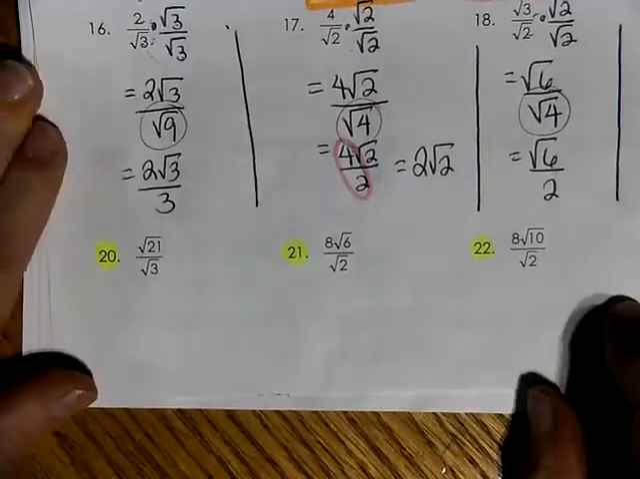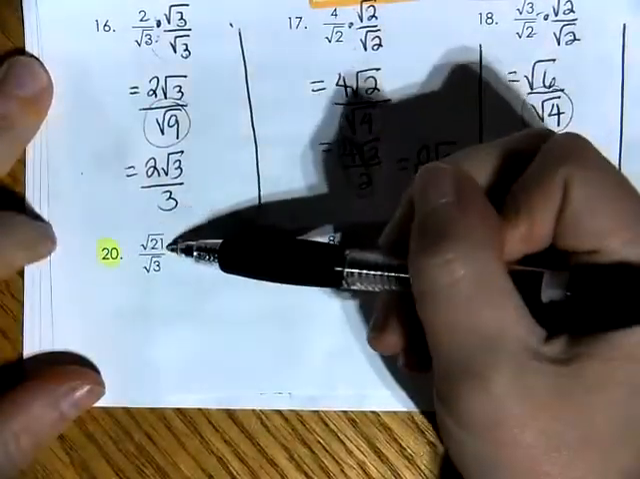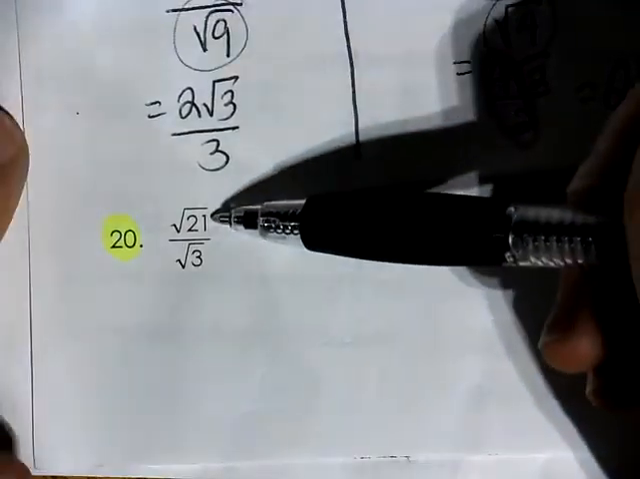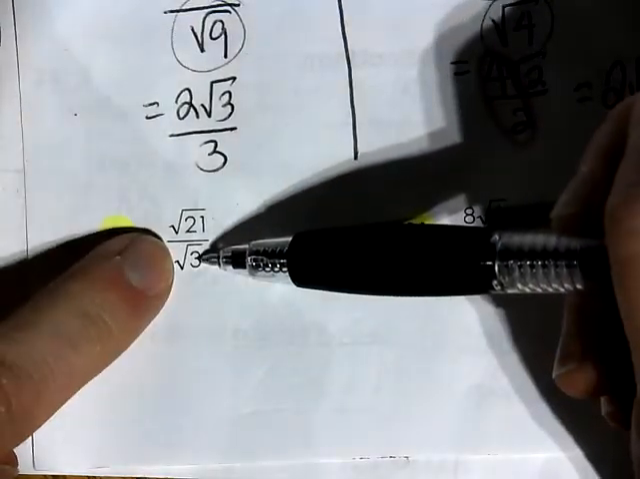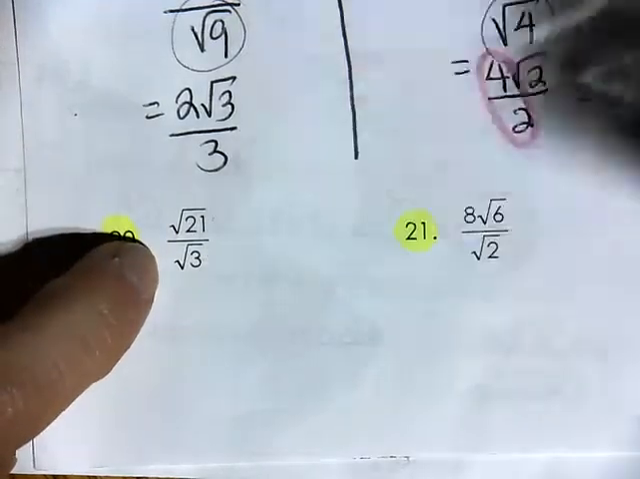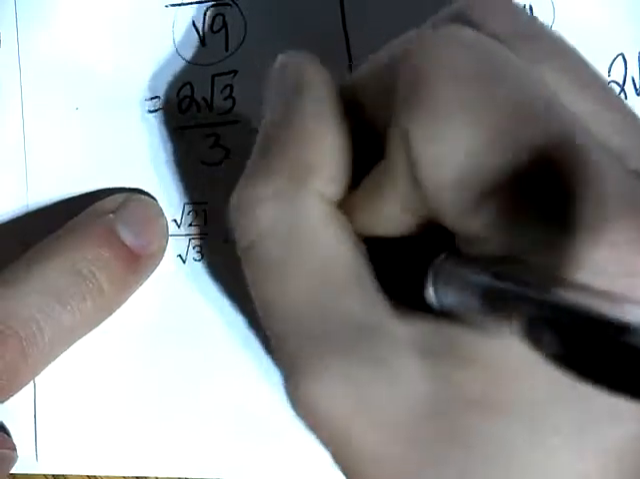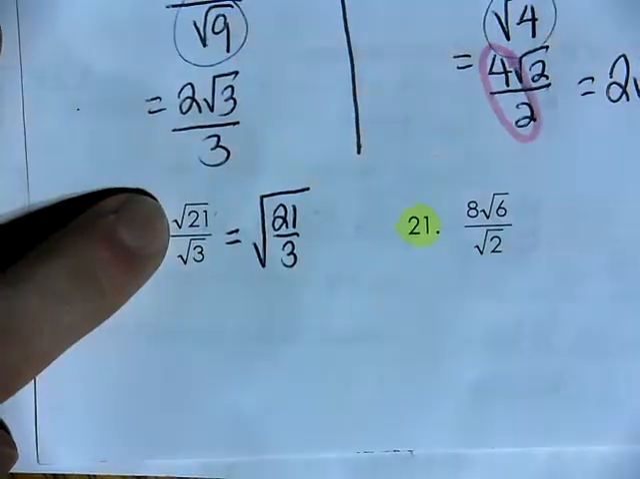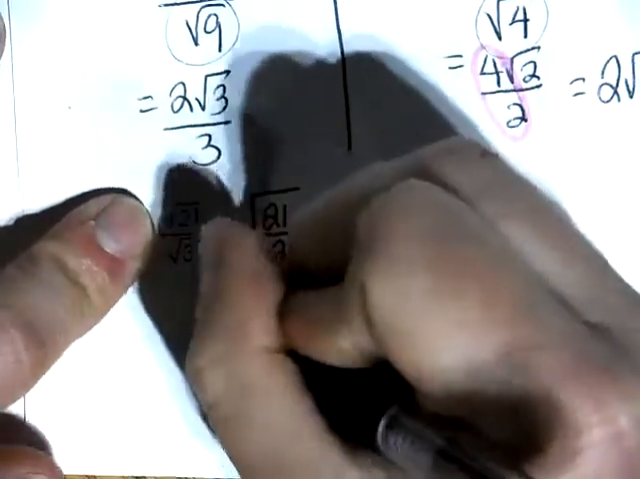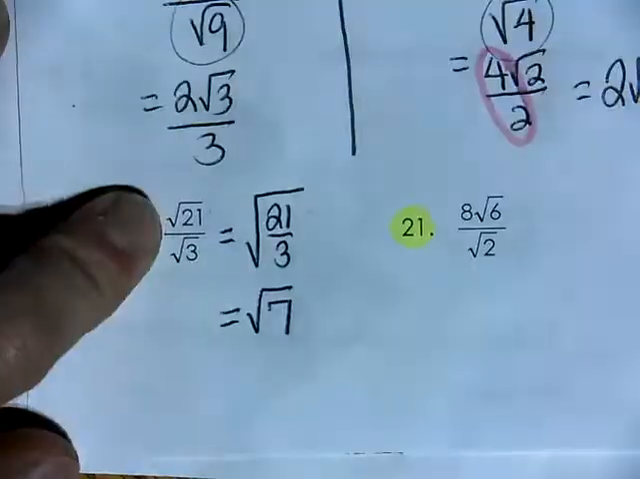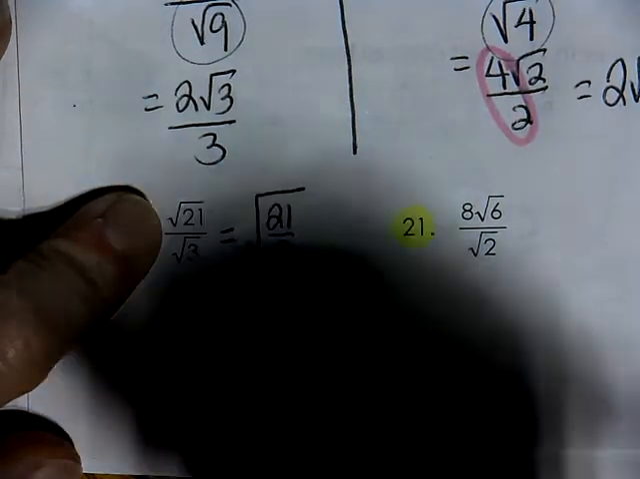All right, let's go ahead and see how well you did. Let's look at number 20. In number 20, we have the square root of 21 over the square root of 3. Look at that. 21 and 3, they are related to each other. I know that I can simplify 21 over 3, and that's going to become the square root of 7. So that's all you needed to do for that problem.